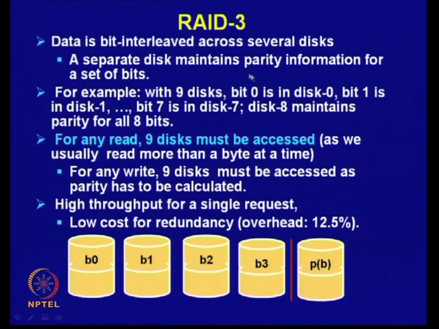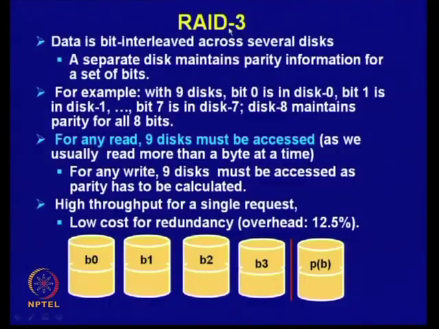A separate disk maintains parity information for a set of bits. So, here you are using the concept of the parity bit for the purpose of error detection and correction. Actually, error detection is done by the disk itself, as I have already told, the disk will send a flag. So, whenever a disk has failed, that is known. Now, from the remaining disks, you should be able to regenerate data by using the concept of the parity bit. That is the basic idea of this RAID level 3.